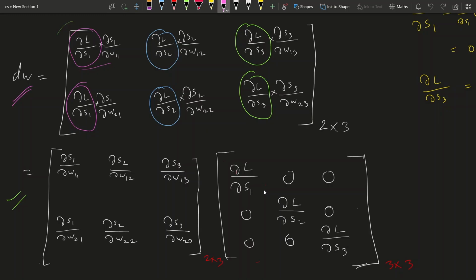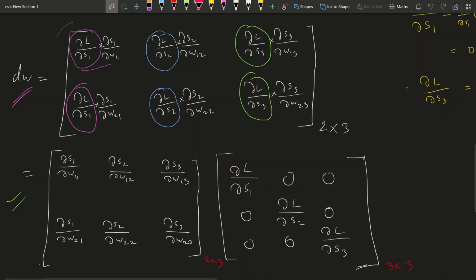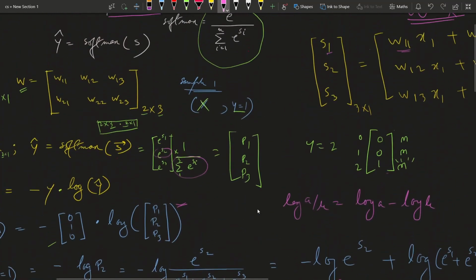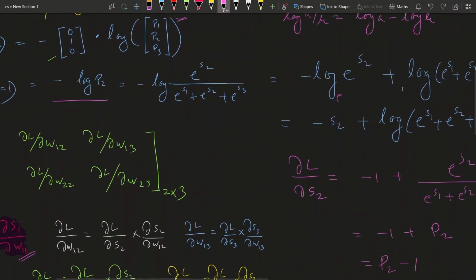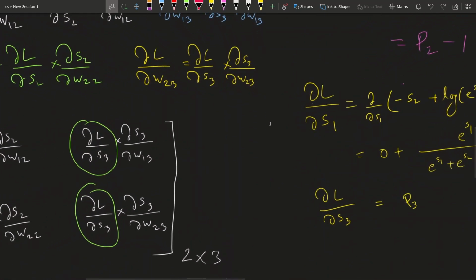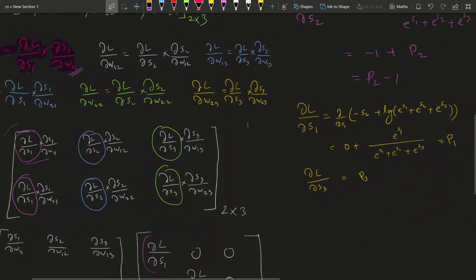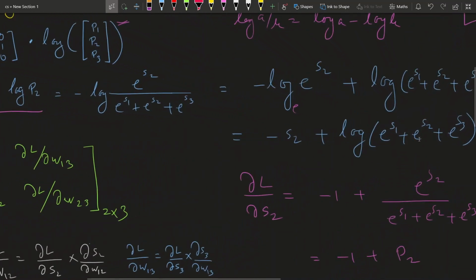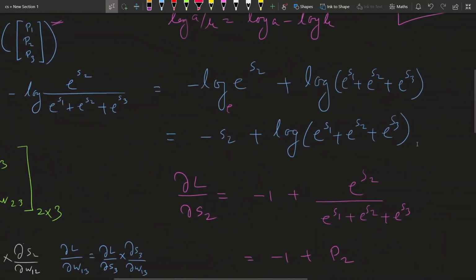Anyway, now the problem boils down to calculating these gradients, right? So let us go ahead and see what del L by del S1 looks like. Let us see. So in here I have this expression. This is my loss function, right? Loss of y hat and y. This is my loss function.